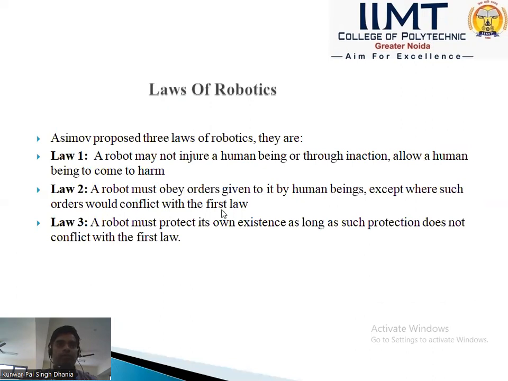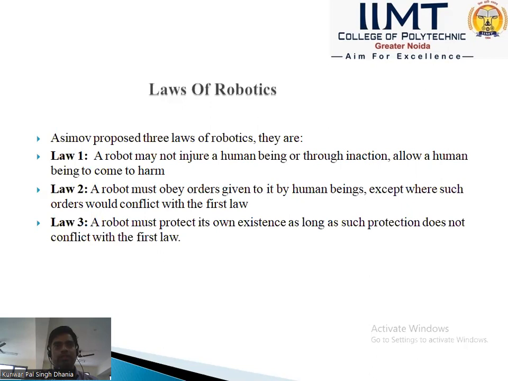There are three rules or laws of robotics. Asimov is the scientist who proposed three laws of robotics. First law says a robot may not injure a human being. It means a robot can't harm a human being in any condition, or through inaction allow a human being to come to harm. So by the use of robots, there should not be any injury or harm to human beings.